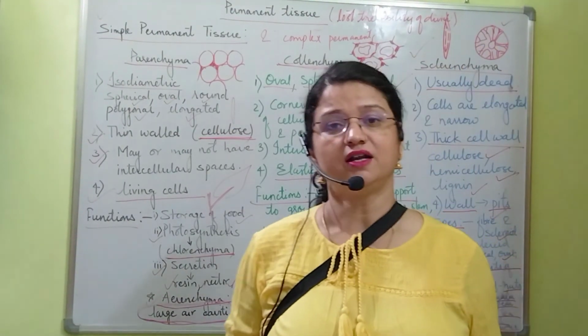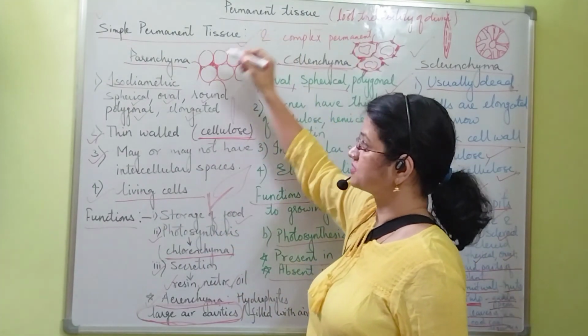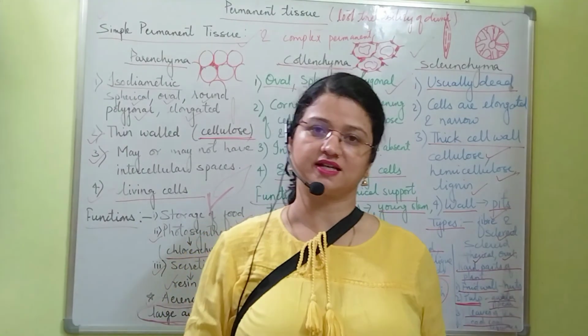So these are the three simple permanent tissues which we have to study, that is parenchyma, collenchyma and sclerenchyma.